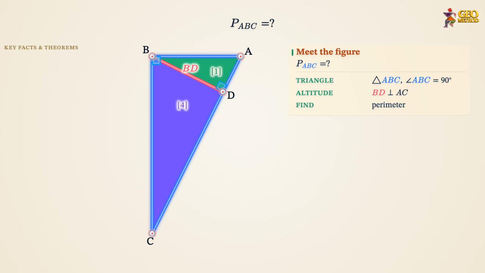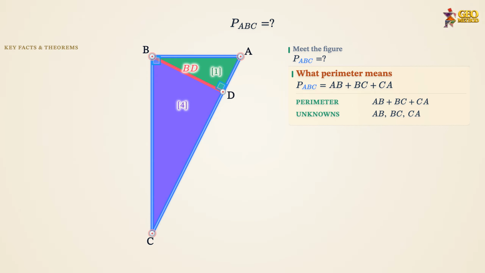Here is the blue triangle ABC with a right angle at B. The altitude BD meets the hypotenuse segment AC at D. We need to find the perimeter of triangle ABC. The perimeter is simply the sum of the three sides, segment AB plus segment BC plus segment CA. So the whole job is to pin down those three lengths, and we will get every one of them from the two areas we are given.